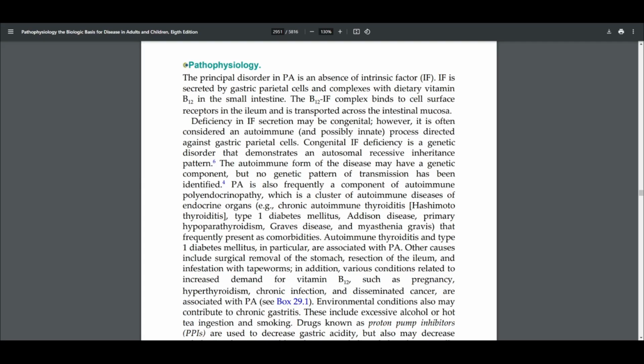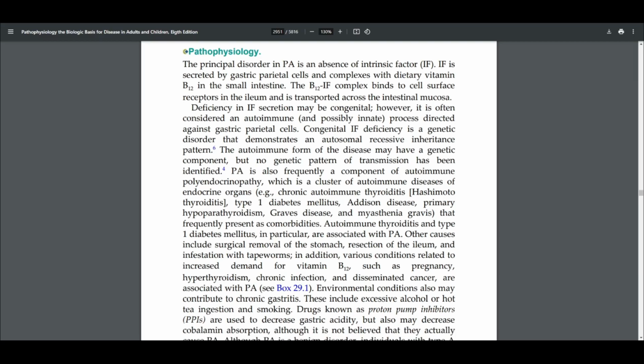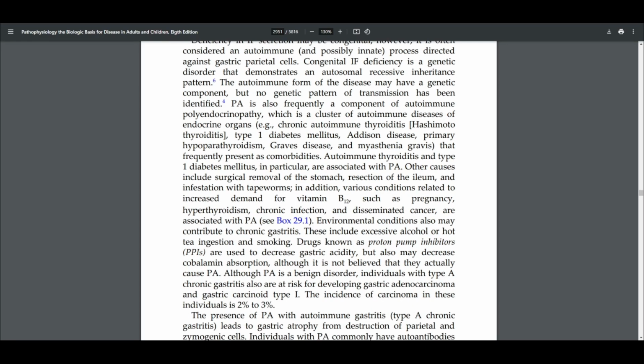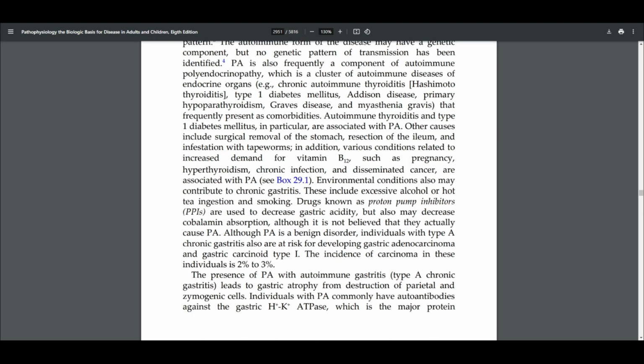Other causes include surgical removal of the stomach, the resection of the ileum, and infestation with tapeworms. In addition, various conditions related to increased demand for vitamin B12, such as pregnancy, hyperthyroidism, chronic infection, and disseminated cancers, are associated with pernicious anemia.